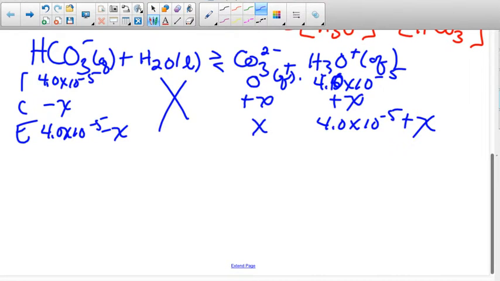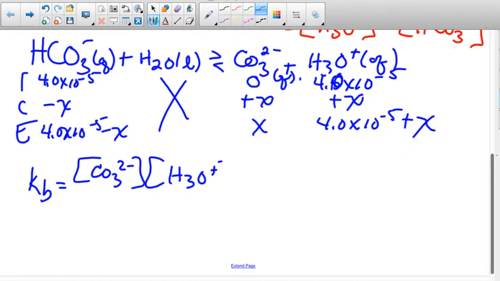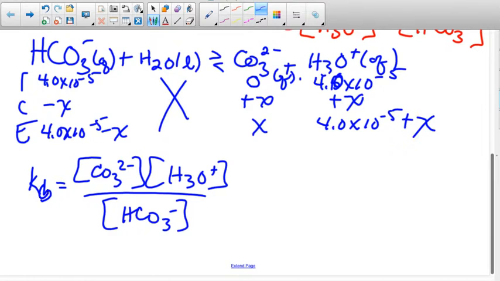Right, so Kb is equal to the concentration of CO3 times the hydronium over... Sorry, isn't this Ka2? Yeah, this is. Would Kb be HCO3 going back to H2CO3? No, Kb would be CO3 2- plus water going to HCO3- plus the hydroxide.